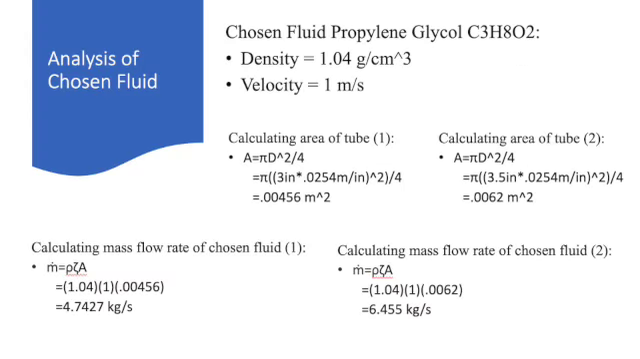So for our chosen hot fluid, our chosen parameters were a density of 1.04 and a velocity of 1 meter per second. Two different diameters were used in our design, which gave us two different areas, and therefore those two areas were used to calculate two different mass flow rates.